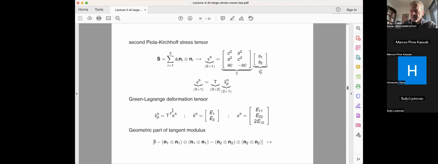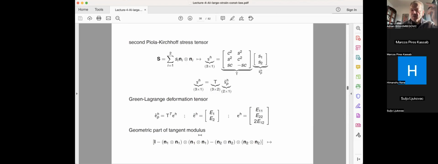The Green-Lagrange strain is packed in the same way. As much as I have these 3 physical components in XY space, I also have 2 principal components in the principal direction, E1 and E2. And basically, the connection is given by this transformation matrix T, only transposed.